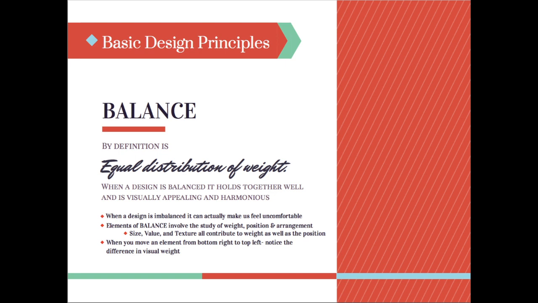So elements of balance involve the study of weight, position, and arrangement. Size, value, and texture all contribute to weight as well as the position. Depending on where you place your element, or the color that you give it, the brightness you give it, or the size, is going to determine the weight of that element. When you move an element from the bottom right to the top left, notice the difference in visual weight. So that's a good exercise for you. If you take a blank canvas, you can drop a background on it if you want to, but take a single element and position it in the lower right hand corner and then move it to the top left and then see how that looks overall to you.